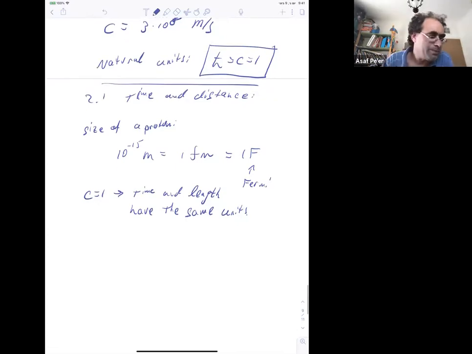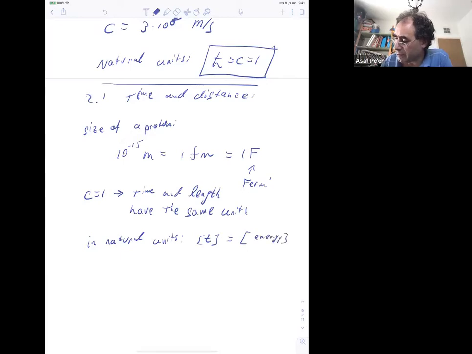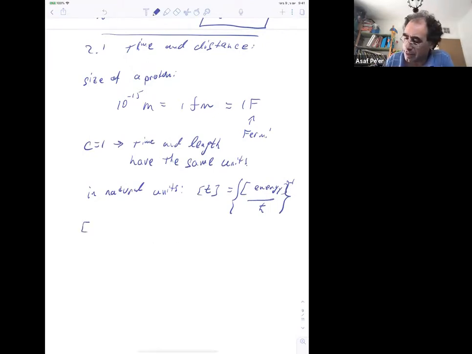Now, if we're using natural units, the unit of time is the unit of energy divided by h bar, to the minus 1. Then it means that the unit of time is a unit of energy to the power minus 1. And units of energy I'm going to write in giga electron volts. So energy to the minus 1 is GeV to the minus 1. And this is a unit of time and of mass.